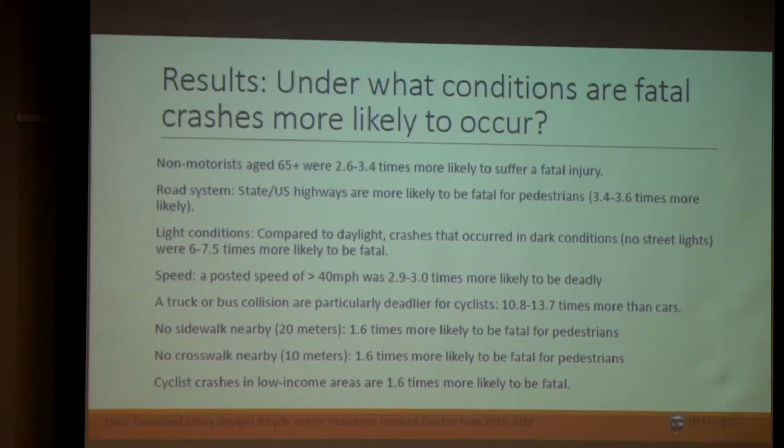The truck or bus collision is particularly more likely to be deadly for cyclists, where it's 10 to 13 times more likely to be deadly for cyclists as compared to a cyclist and a car collision. Not having a sidewalk or a crosswalk available is 1.6 times more likely to be fatal for pedestrians. Cyclist crashes in low-income areas are 1.6 times more likely to be fatal than outside of those areas.